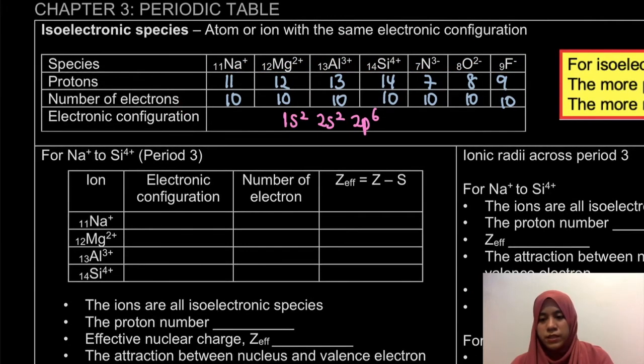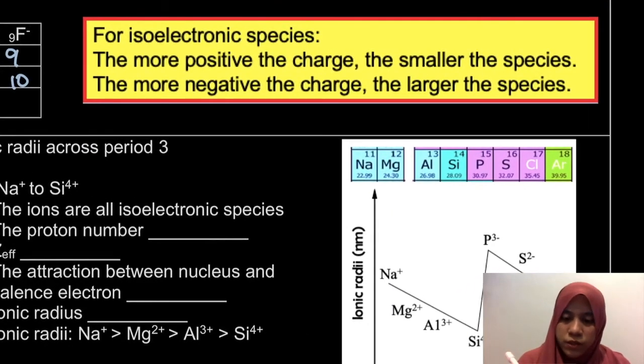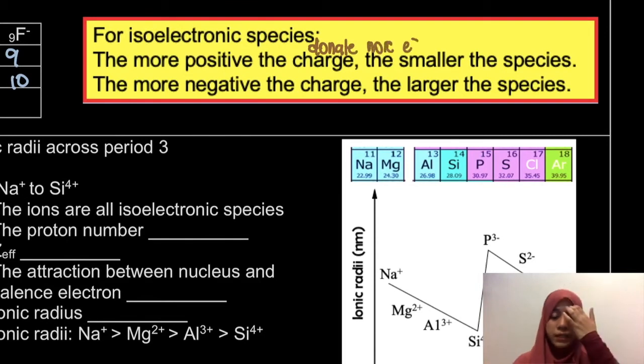Okay, this is just a summary for you. The more positive the charge, the smaller the species. Why? Because the more positive the charge, it means it has donated more electrons. So when it has donated more electrons, it means we have fewer electrons. So the repulsion is decreasing, so the attraction is high, and that's why the species is small.